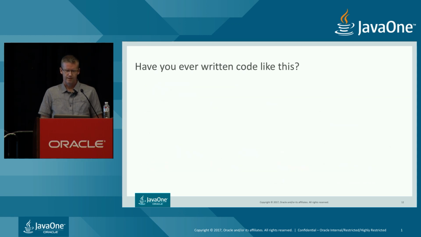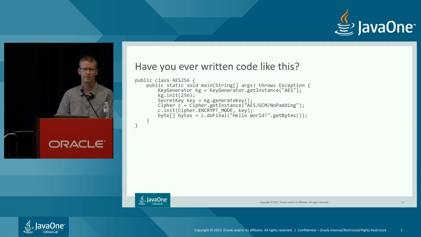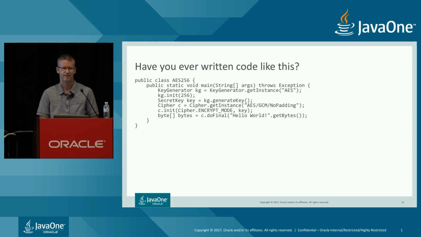Okay, this is a little bit of a quiz. Have any of you ever written code like this? If I compile and run it, what do you think the result will be? It's generating a 256-bit AES secret key, and then it's trying to encrypt some data with it. Anyone know? Okay, well, it's a trick question. Depends what version of the JDK you're using.